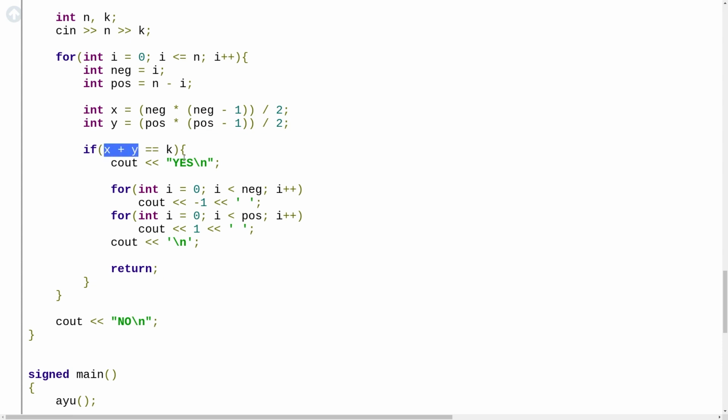Now I do x plus y is equal to k. If the sum of these values is equal to k, then I print yes, and I print all the negative values and I print all the positive values, right? At the end, I can just return. If I have found my answer, I can just directly return from here only. Otherwise, I can print no, right? So this would be the solution for the first problem.